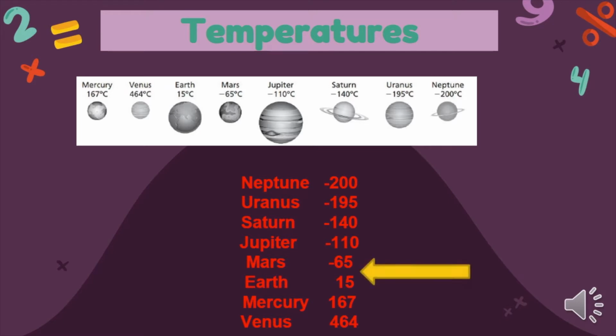This further shows Carrie's reasoning was incorrect because Mars, which is negative 65, is still closer to Earth, which is in the positive numbers, which means it is closer to 0.